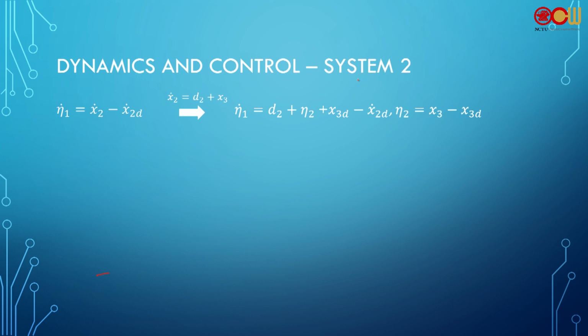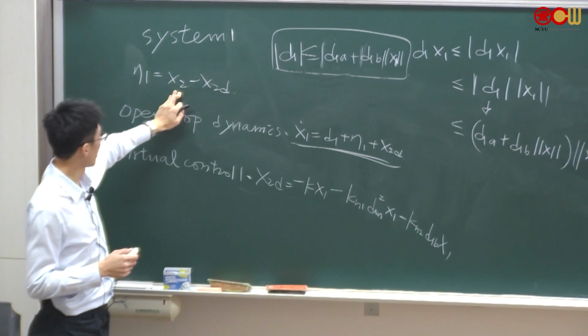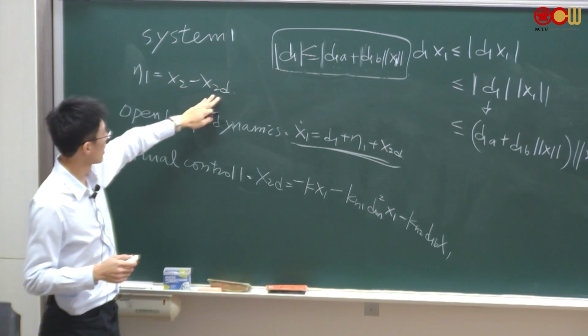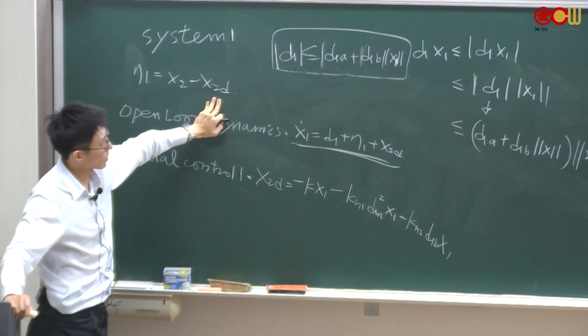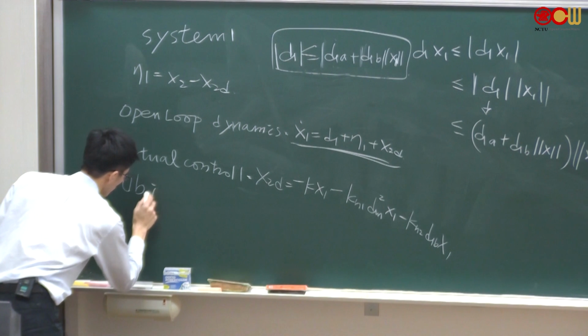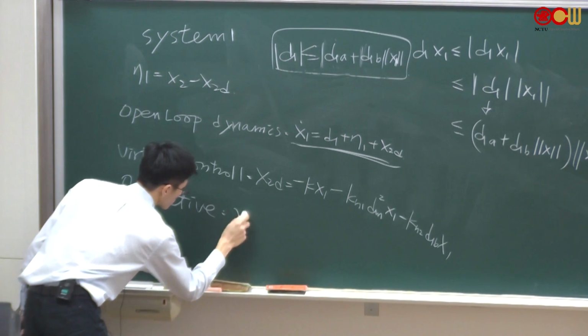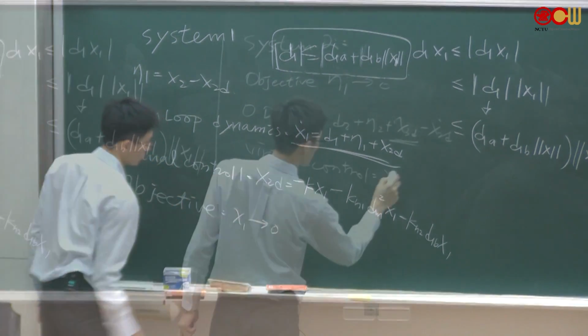Second system, so following the same procedure. The objective for the second system is for eta 1 to be 0, right? Because eta 1 is designed to be the tracking signal for x2 to track x2d. So in the second system, the objective is for eta 1 to go to 0. The objective for system 1 is x1 goes to 0.